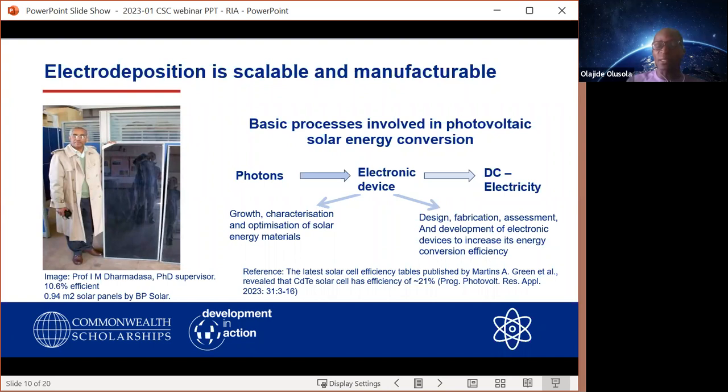But before solar cells can be fabricated, we need to study the materials. And before the materials can be studied, we need to grow the materials using the technique we use in the lab. We need to characterize the materials and optimize them for optimum efficiency. After the materials have been grown, the next stage is to design an electronic device called a solar cell. We need to assess it using the current-voltage measurement system and other means to increase the conversion efficiency. Next slide, please.